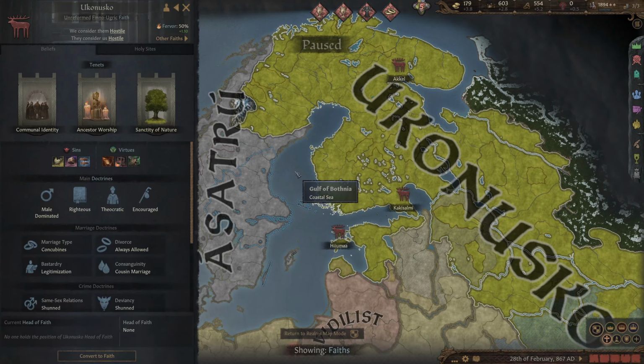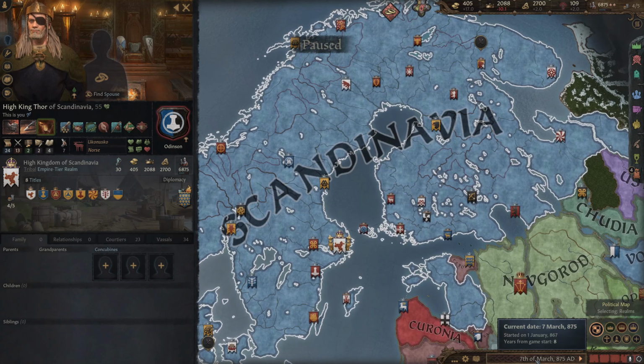After we vassalize all the Asatrian rulers, we'll convert to Ukonosko to vassalize the rest. On average, I can create Scandinavia in 10 to 15 years. And from here, you can take this Viking empire wherever you please.